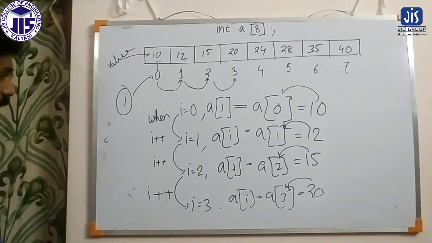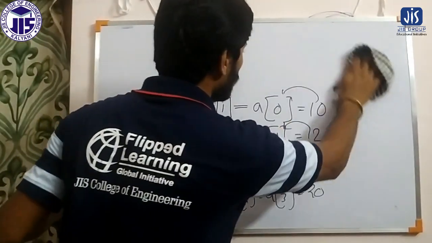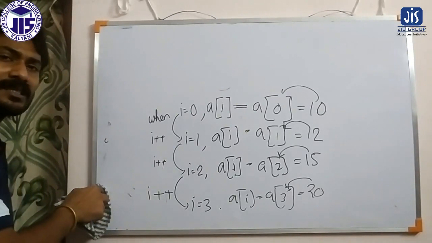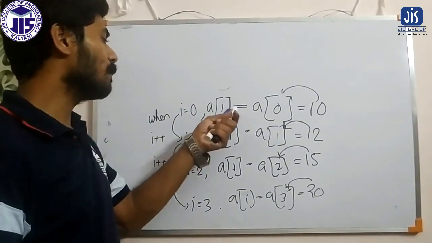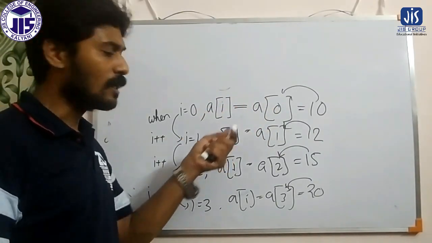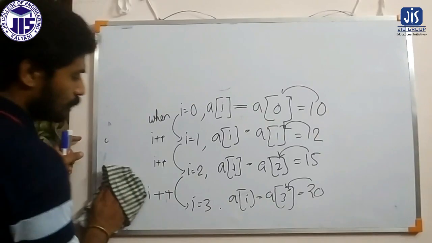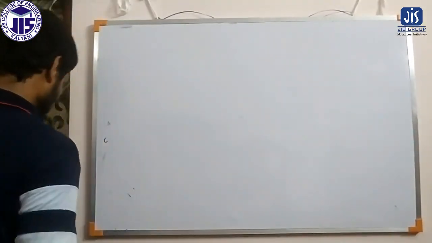Now, this concept is basically called a loop, as we all know. We are repeating similar tasks, increasing the value of I and repeatedly assigning values into AI. So that is the concept of loop. So using a loop, we are going to insert data into the array.